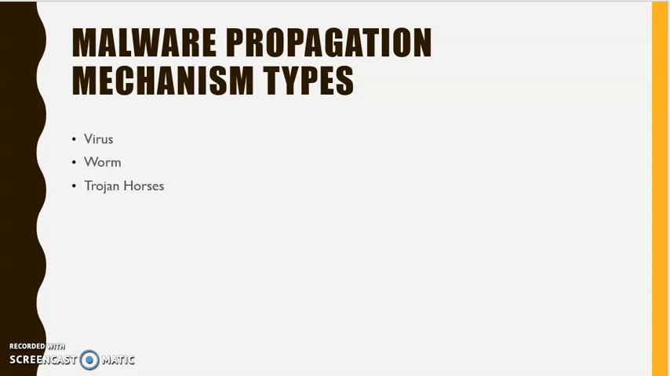If we are talking about the propagation mechanism, there are three types: viruses, worms, and Trojan horses. Let's go further to discuss in detail what we mean by all these things. First, we come to the virus. Computer viruses take their name from biological viruses.